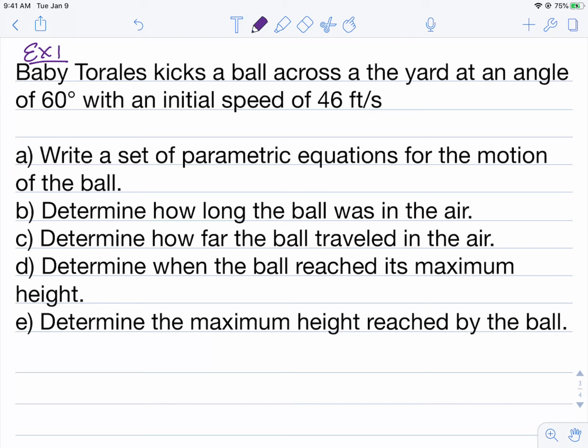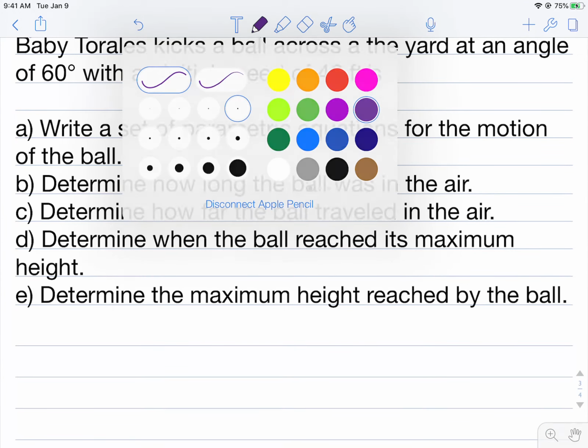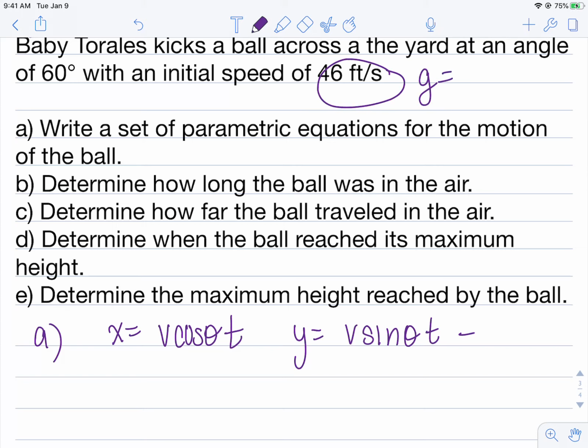Well, we're just going to use our formulas. For A, x equals v cosine theta times t, and y equals v sine theta times t minus g, which in this case, since we're in feet, is 32.17 feet per second squared, times t squared over 2.